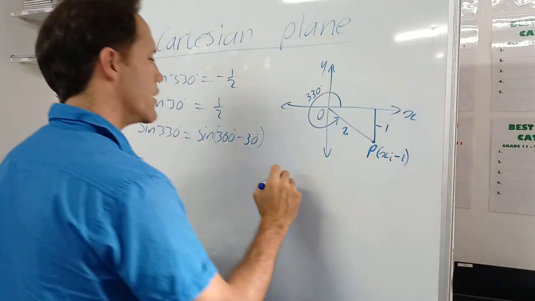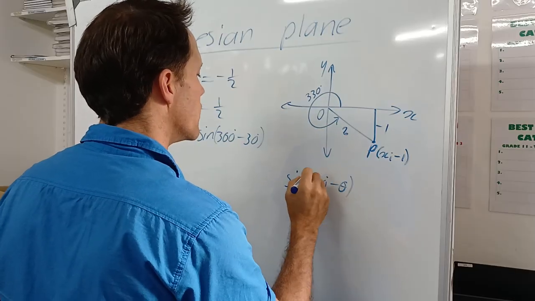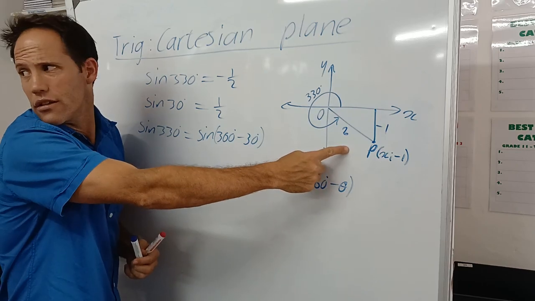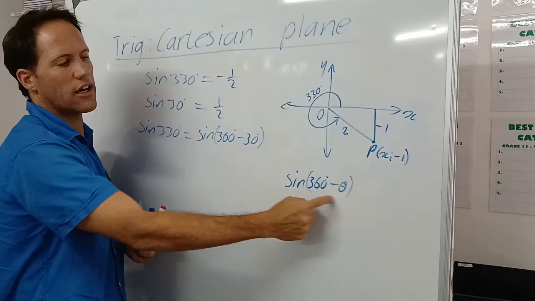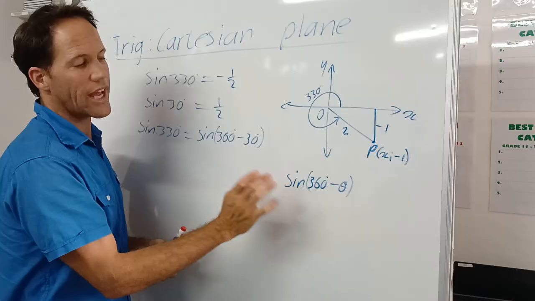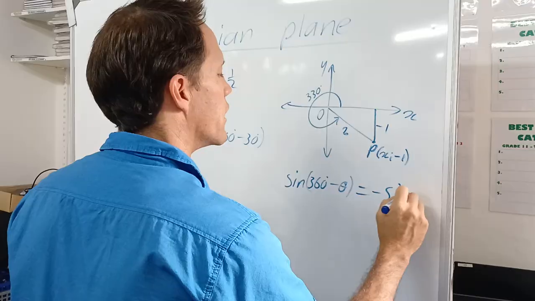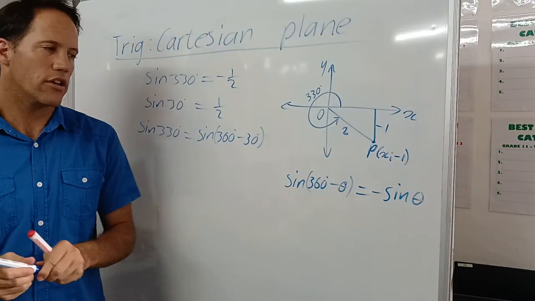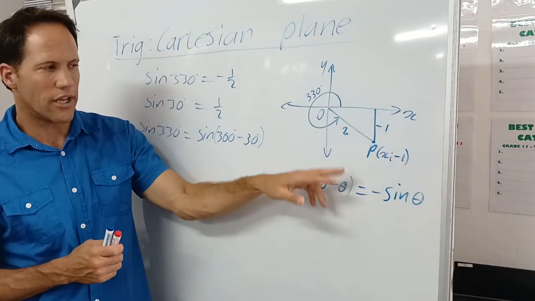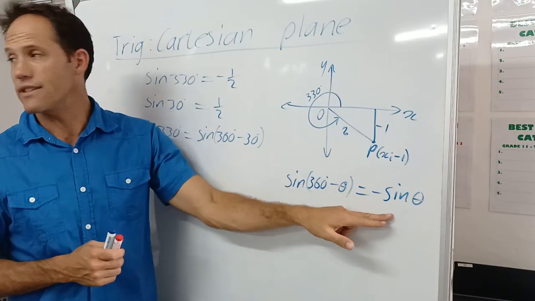If you go back to what we learned the other day, if I say sine 360 minus theta, you can say, okay, well, 360 minus theta is the fourth quadrant. And what is sine in the fourth quadrant? It's negative. So that means that sine 360 minus theta is equal to negative sine theta. That's what we learned yesterday. Sine 360 minus theta is equal to negative sine theta, because 360 minus theta is the fourth quadrant, and we know that sine in the fourth quadrant is negative.